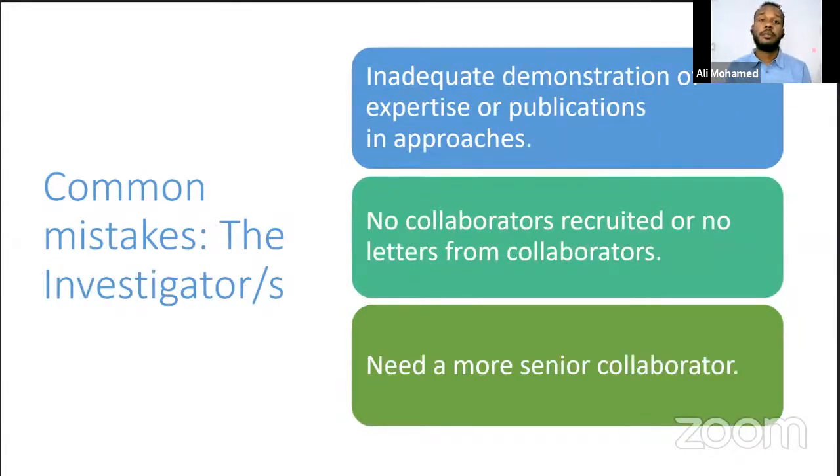Regarding the investigators, problems like inadequate demonstration of expertise or publications in approaches, or if there are no collaborators recruited, or no letters from collaborators. Maybe your team lacks a more senior collaborator. So you need to stay away from these mistakes.